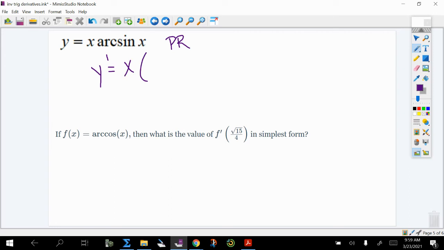So the derivative of arc sine of x is 1 over the square root of 1 minus x squared, plus second times the derivative of the first, arc sine of x times the derivative of x, which is just 1, and you can leave it like that. So even though it's kind of a long-looking answer, there's really not much you can do.